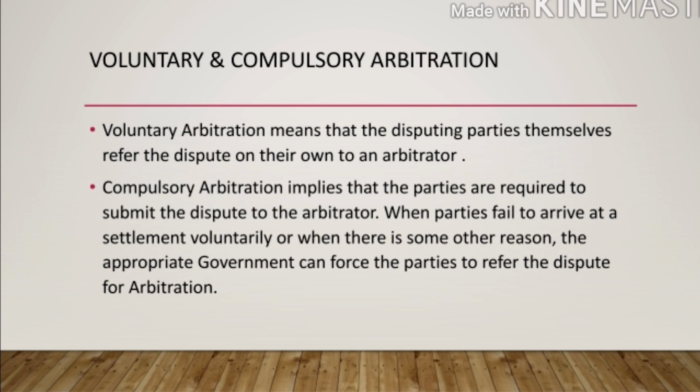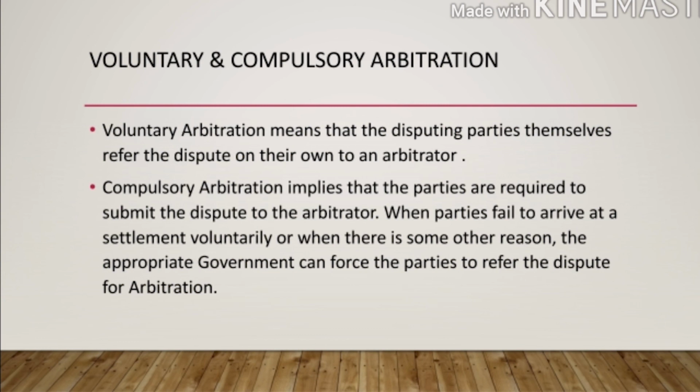So voluntary arbitration means that the disputing parties themselves refer the dispute to the arbitrator. Compulsory arbitration implies that when the parties fail to arrive at a settlement voluntarily, or for some other reason, the appropriate government can force the parties to refer the dispute for an arbitration. So in both cases the neutral third party can solve the problem.